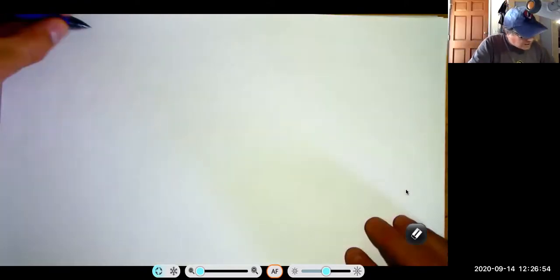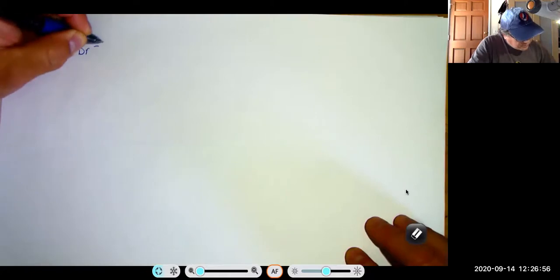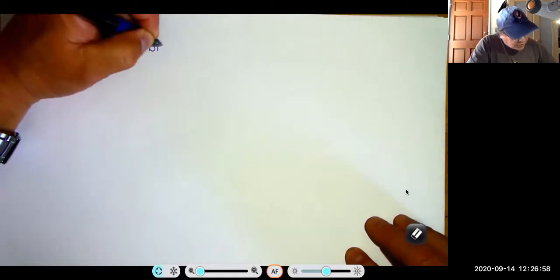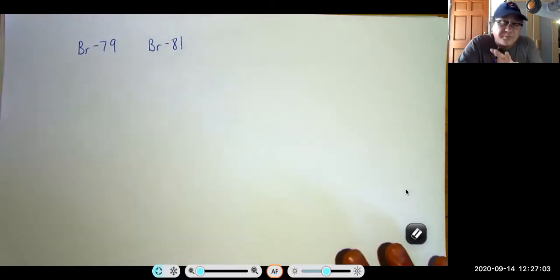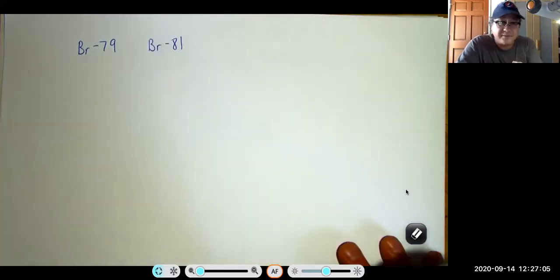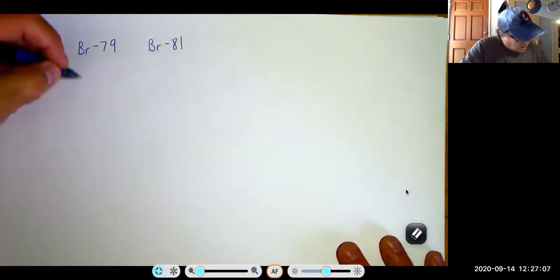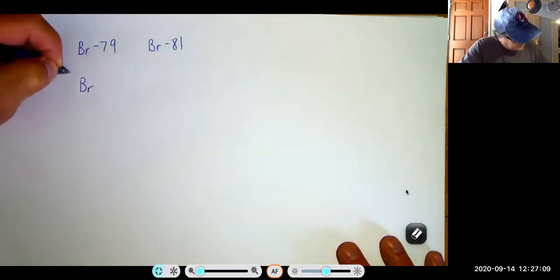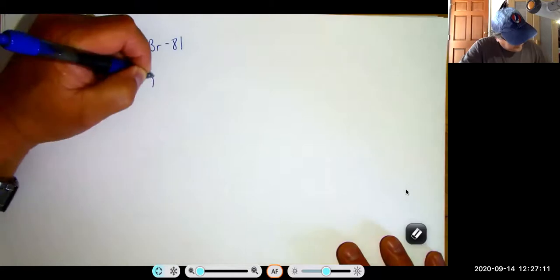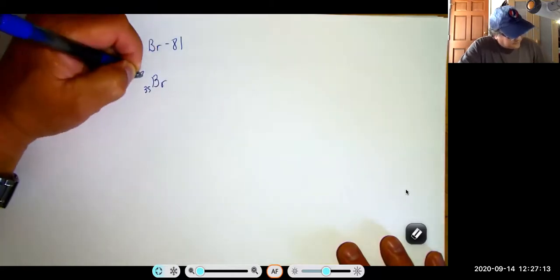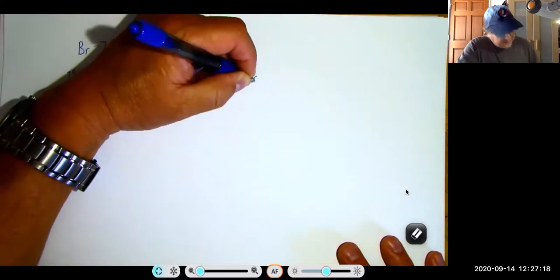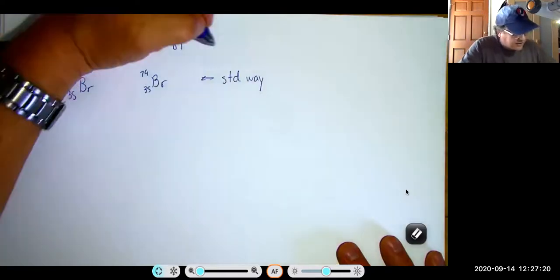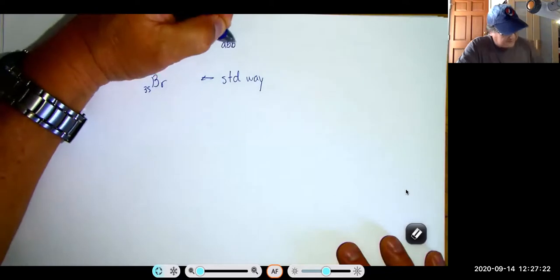Okay, so now there are 2 isotopes of bromine, 2 of them. Not something you're supposed to know, something I'm telling you. Here are the 2 ways of writing them. This is the standard way, the standard symbol, and this is the abbreviated symbol, if you will.